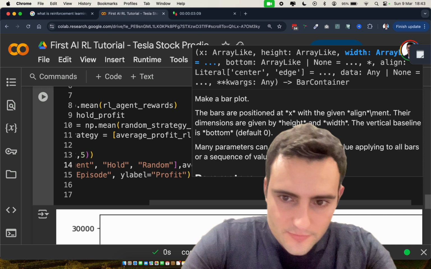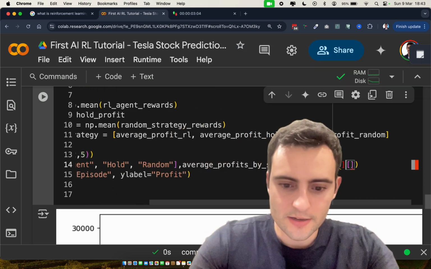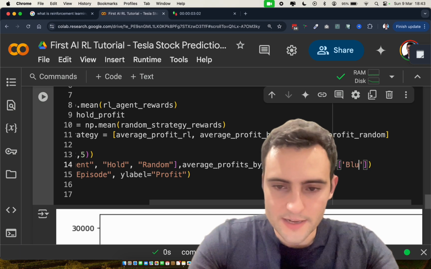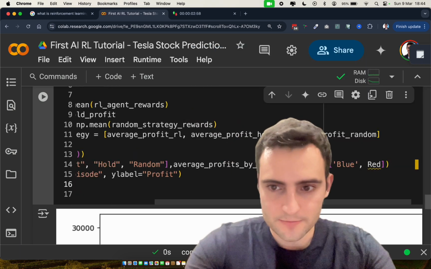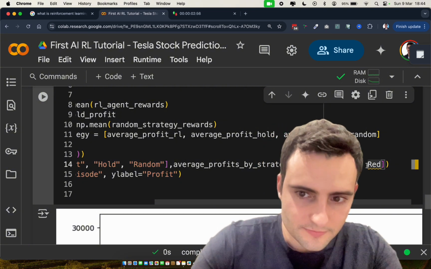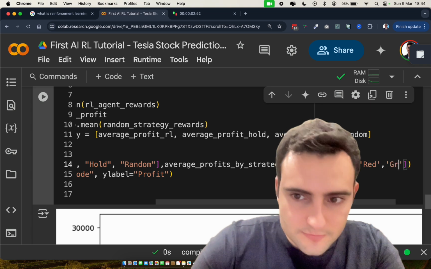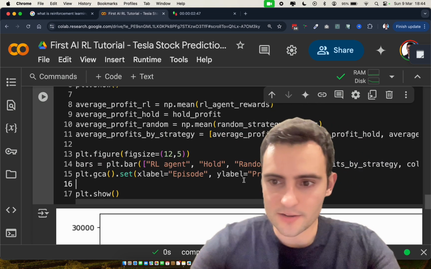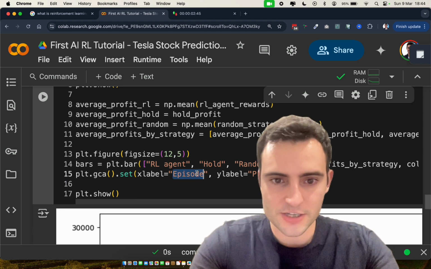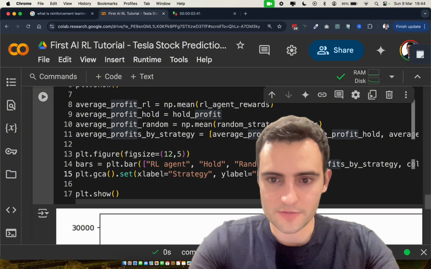And then the colors that we put here are blue, red, and green. And there we go. That should pretty much be it. And here we just write as the label strategy, which is the strategy we picked. And here we write average profit.